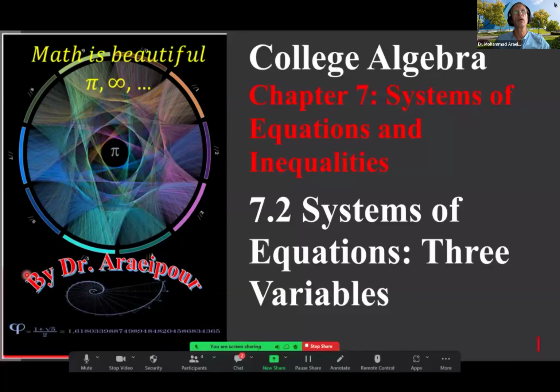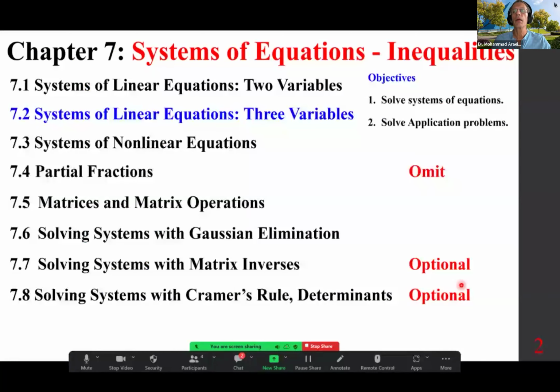Good morning, class. We are looking at Chapter 7, Systems of Equations and Inequalities. 7.2, Systems of Equations, 3 variables. So we covered systems of linear equations in 2 variables, and now the same thing in 3 variables. The objectives are to solve systems of equations and application problems.